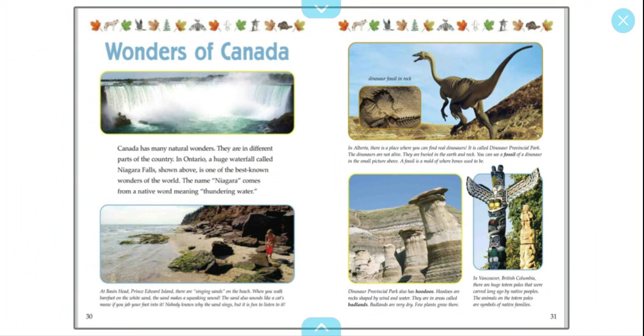Wonders of Canada. Canada has many national wonders. They are in different parts of the country. In Ontario, a huge waterfall called Niagara Falls, obviously, shown above, is the best known wonder of the world. The name Niagara comes from a native word meaning thundering water. It is the biggest waterfall in the whole world.